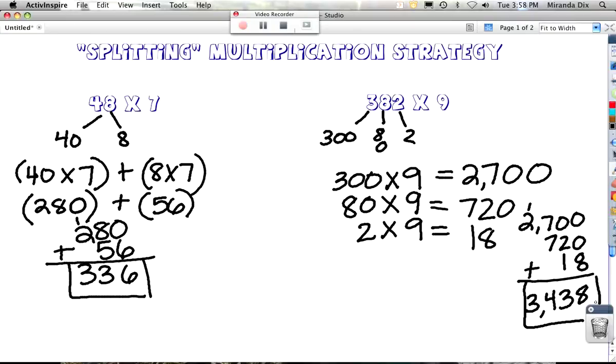Like I said, some of us are ready for the traditional strategy, which is what I learned when I went to school. And by the end of the year, we'll all be using that. We're starting with this because we believe that it helps students understand multiplication better.